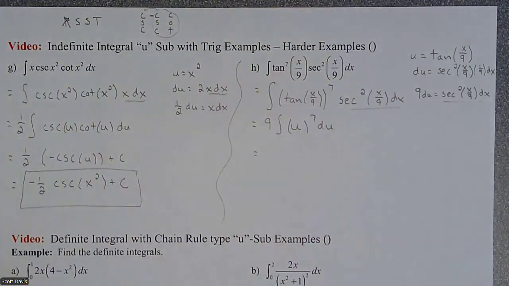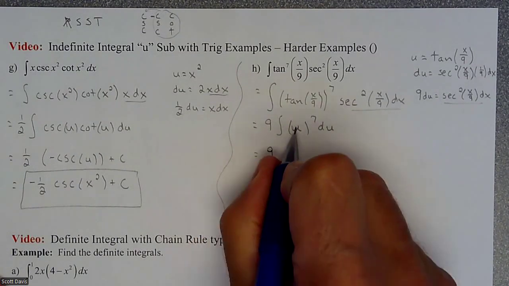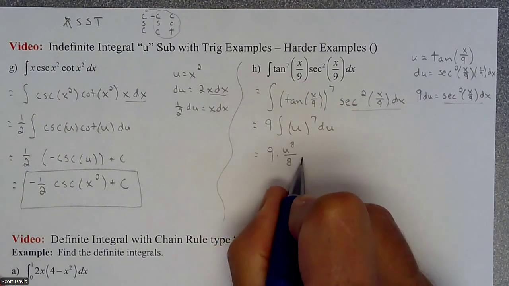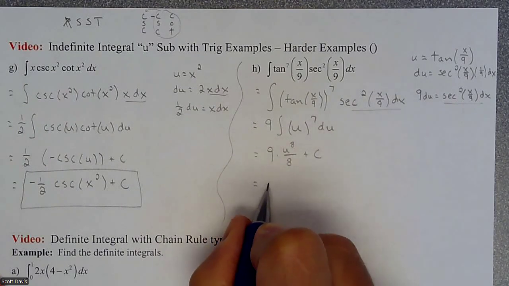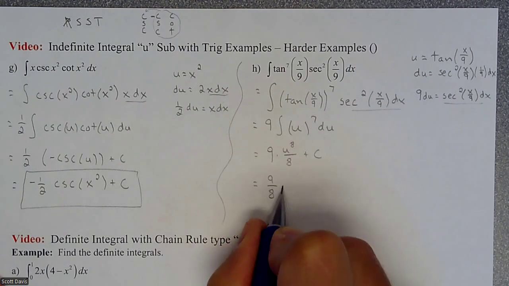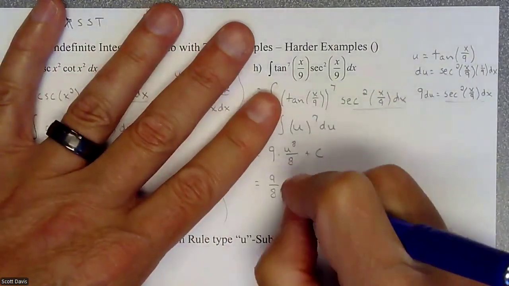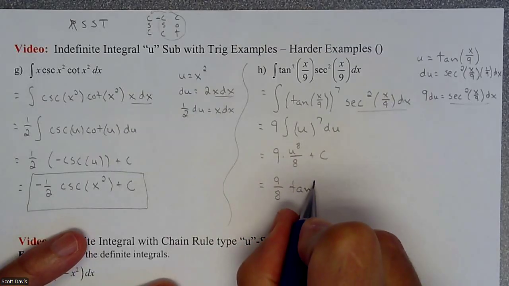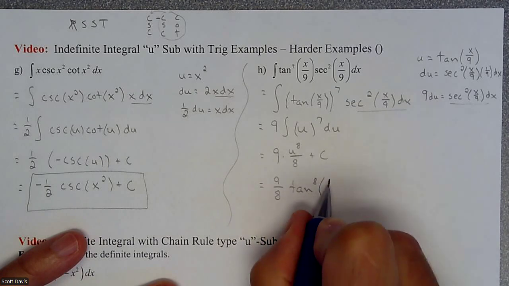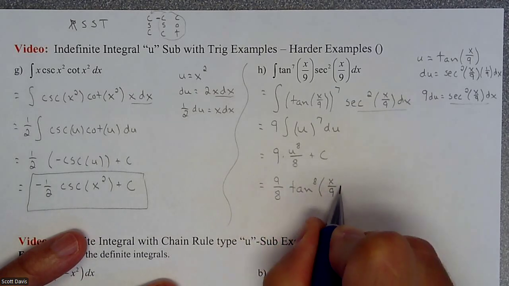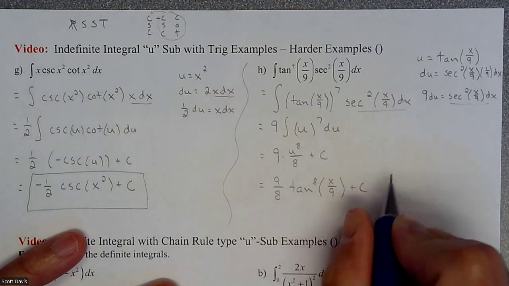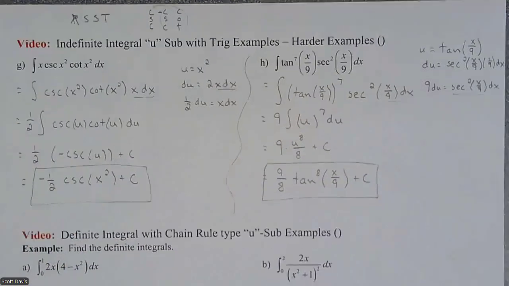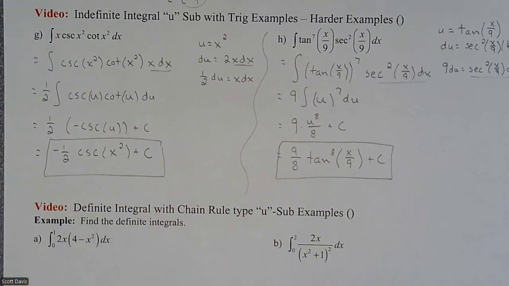All right. It's antiderivative. So we'll add our power, divide by our power. So u to the 8th divided by 8 plus c. So this becomes 9/8 tangent to the 8th power of x over 9 plus c. And that is our other, definitely more challenging trig problems.